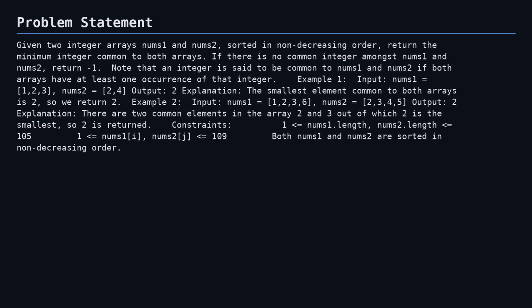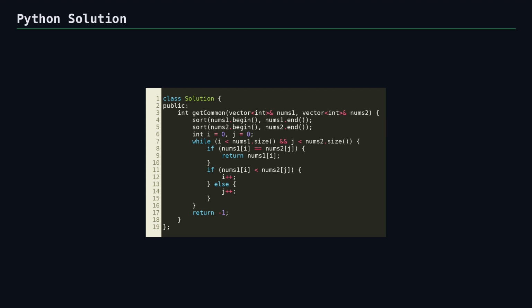We'll sort the input arrays, and then use two pointers to compare elements from both arrays and find the first common element. Now that we have the intuition, let's walk through the approach. We'll start by sorting the input arrays, nums1 and nums2. Then, we'll initialize two pointers, i and j, to the beginning of nums1 and nums2, respectively. We'll compare the elements at the current positions of nums1 and nums2.